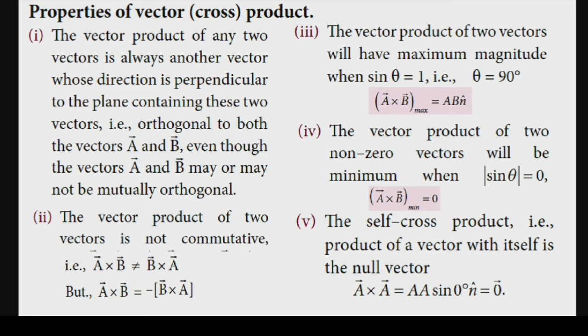The self cross product, that is the cross product of a vector with itself, is a null vector. A vector cross A vector is equal to AA sin 0 n cap, which is equal to 0.